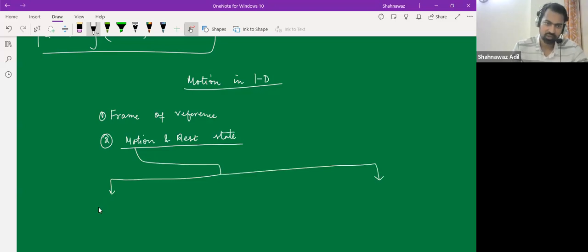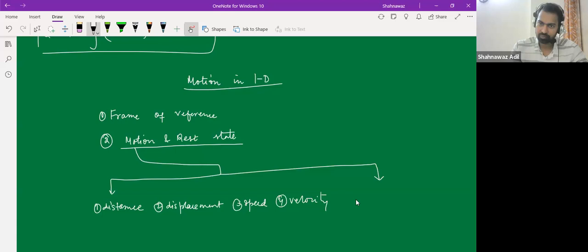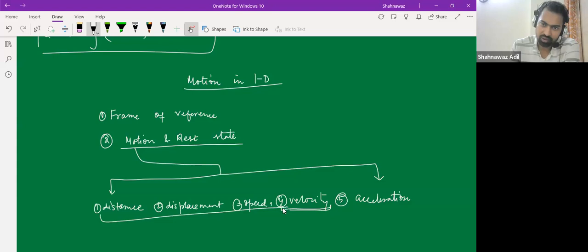So first one is distance, right? And then you have the displacement, and then you have the speed, and then velocity, and then acceleration. I have completed this part up to the speed part, and currently I am on this part, velocity.